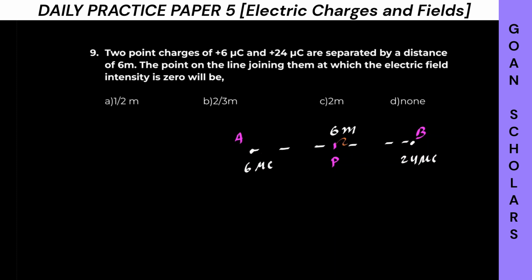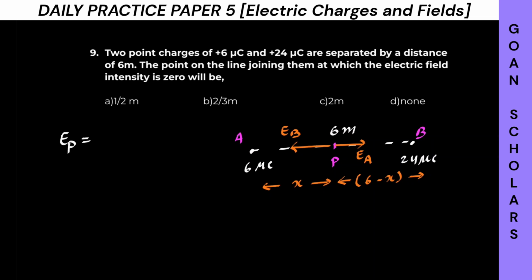So here electric field due to A, since it's a positive charge, will be radially outward. That will be EA. And electric field due to B, radially outward, EB. Now we have to find the point where the field intensity is 0. So this distance AP will be x, let's say, and BP will be 6 minus x. You can see the angle between both is again 180.